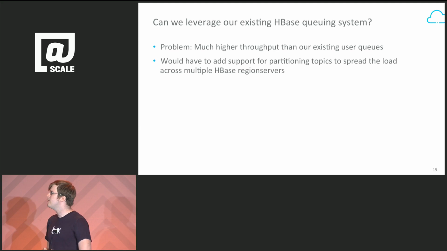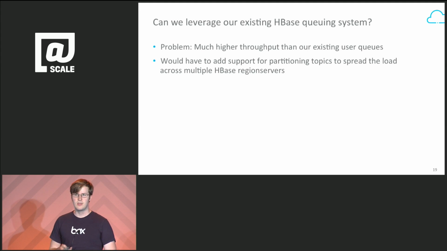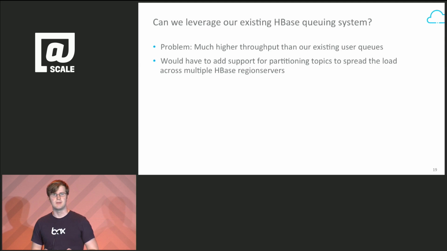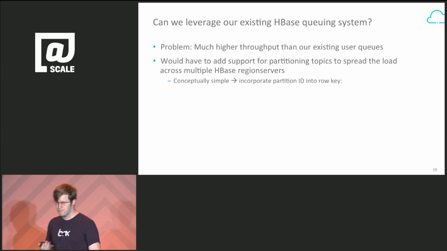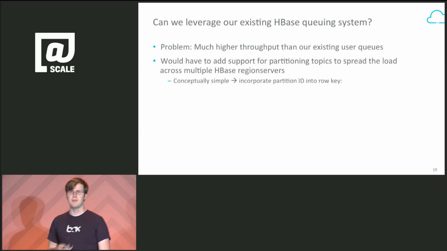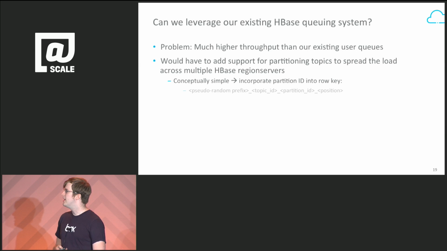So at minimum, if we want to do this, we would have to support partitioning topics. We could take the queue and spread it across different sections of the HBase key space, so we can distribute it across various region servers in our cluster. Conceptually, it's pretty simple. We just need to incorporate a partition ID into our row key. It looks probably something like this.